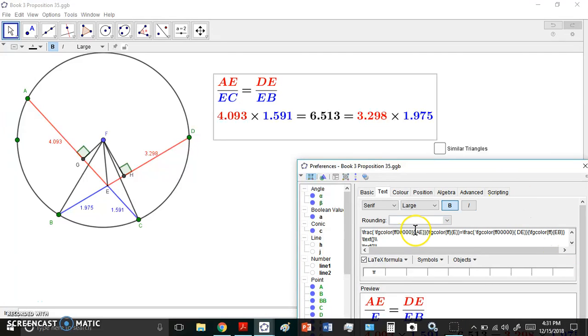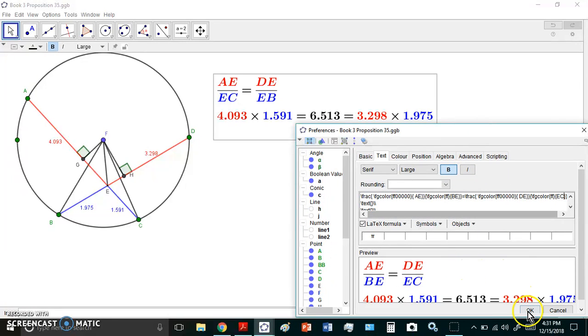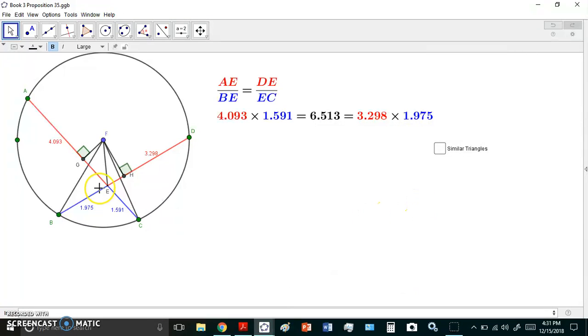Oh dear. Anytime I'm in a hurry, I run into trouble. No, I'm sorry, I did the wrong one there. AE over BE, and that will be DE over EC. Is that correct? Let's see now. So it's AE over BE and DE over EC. Yes, which basically means that AE times EC is equal to DE times BE, okay?